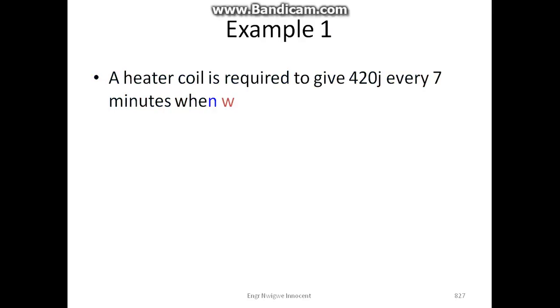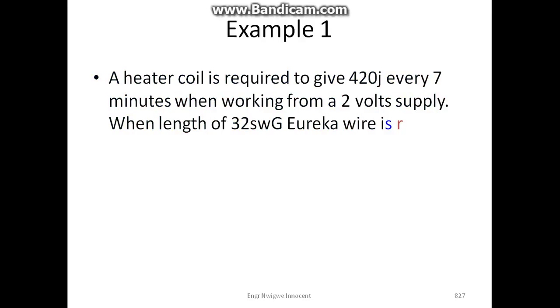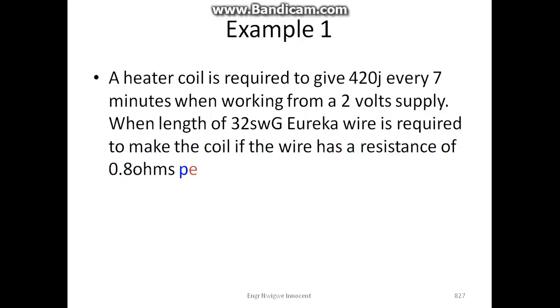Example 1. A heater coil is required to give 420 joules every 7 minutes when working from a 2-volt supply. What length of 32 SWG Eureka wire is required to make the coil, if the wire has a resistance of 0.8 ohms per meter?